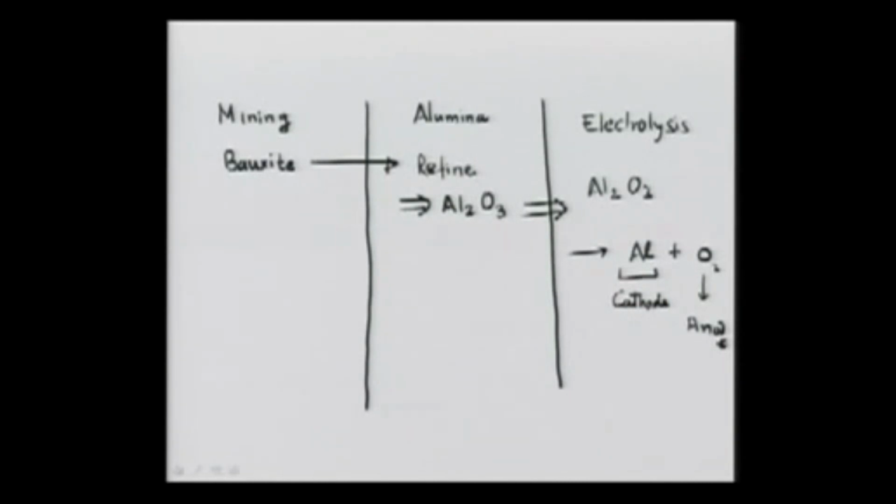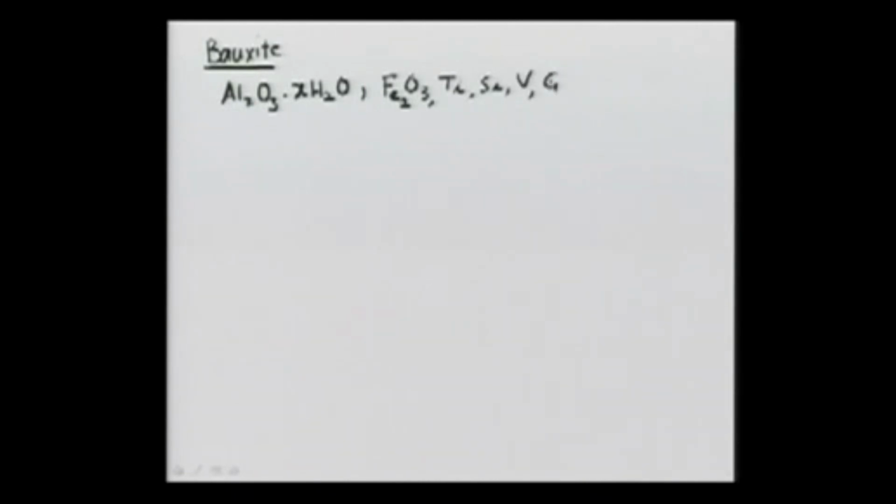So if we go to the next board, if you look at the bauxite, it is essentially Al2O3 which is hydrated. Let's write the hydrated part as some X molecules of water, plus it has lots of impurities. The impurities are largely Fe2O3, the iron oxide. It can have titanium, it can have silica in various complex forms, it can have vanadium, gallium and various other metals.